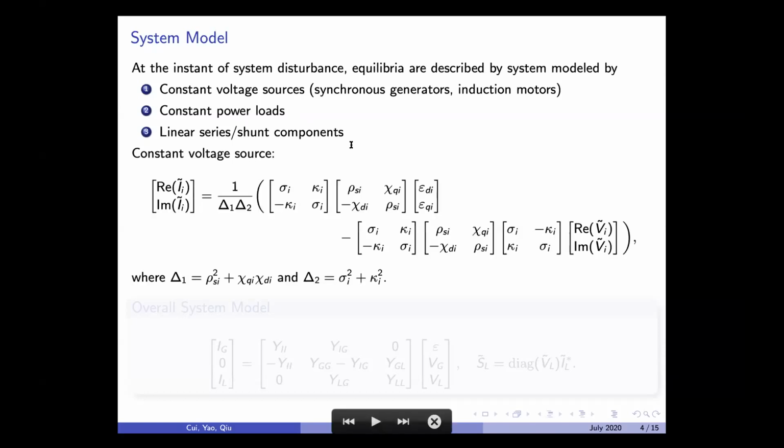Since the last two components are familiar, I will just introduce the model of the synchronous generator for our study. As we can see, this synchronous generator modeled as a constant voltage source can be cast in the following way, which relates the output current of the generator to its terminal voltage, and also the internal potential, epsilon D and Q.